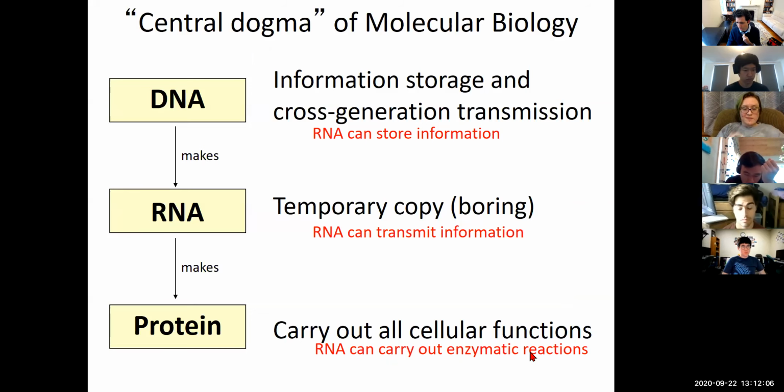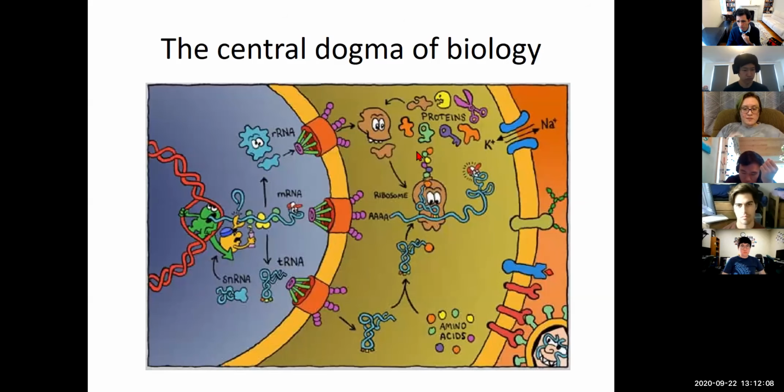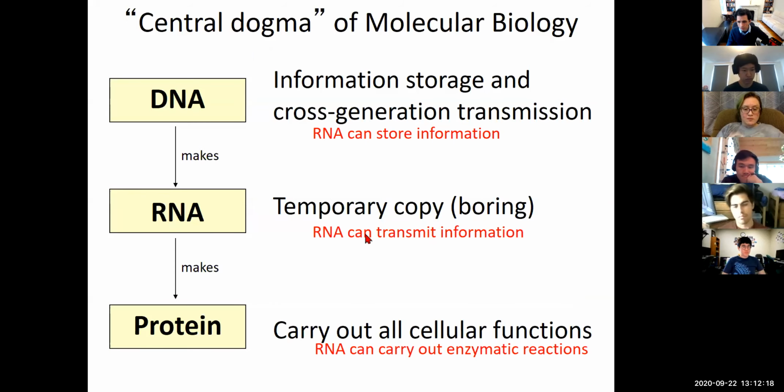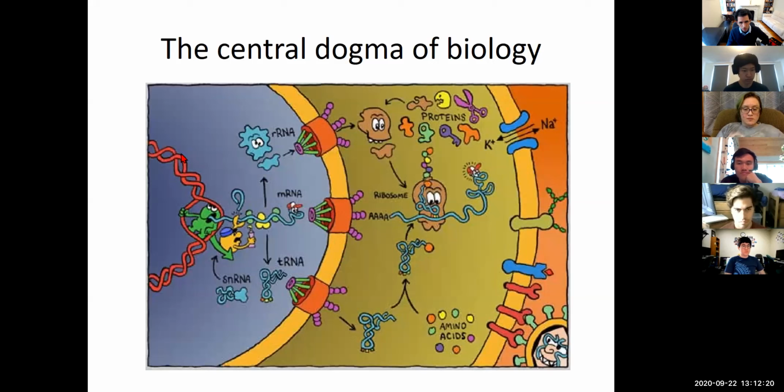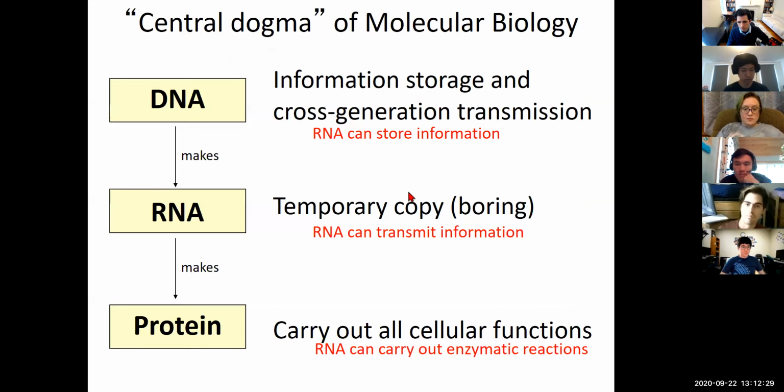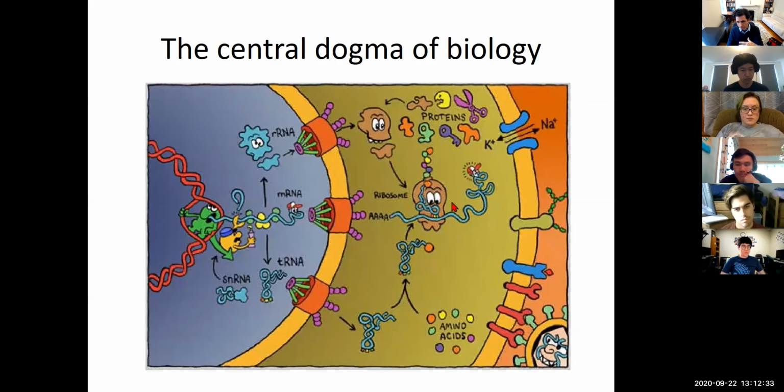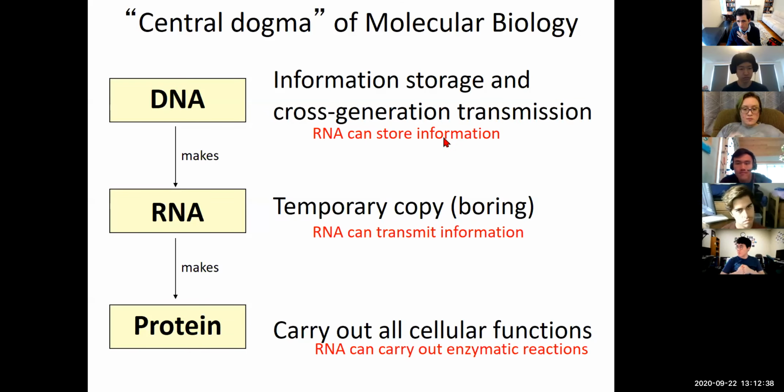RNA can also carry out enzymatic reactions. So ribosomal RNA can actually carry out the enzymatic reaction of translating RNA into protein. So RNA can, of course, transmit information, copying the RNA in the DNA into a temporary copy, and then folding that copy and translating into protein. But RNA can also base pair with itself and transmit information again. But RNA can also store information.